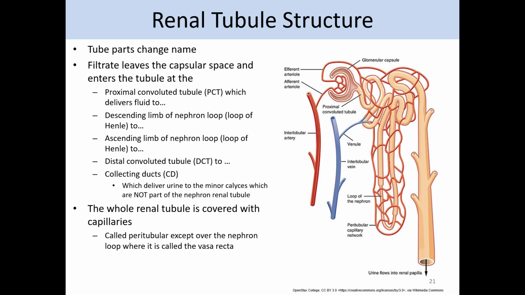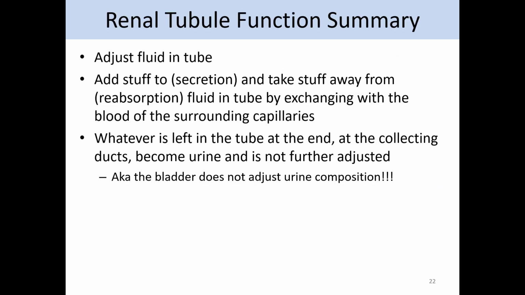And this capillary is called the peritubular capillary, except for the portion of the capillary that's covering the nephron loop. That's called the vasa recta, but I won't be asking you about that. So now that we know a little bit about the structure of the renal tubule, what about its function? As I mentioned before, basically the renal tubule is adjusting the composition of the fluid inside of the tube.